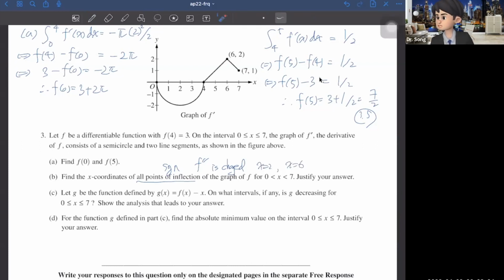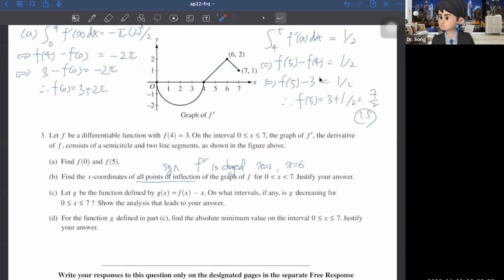So one more time, this is a graph of f prime. In order to find the inflection point, we need the second derivative of f, right? But we know that the slope changes when x equals 2 and x equals 6. So that's why we found x equals 2 and x equals 6. These are the inflection points.